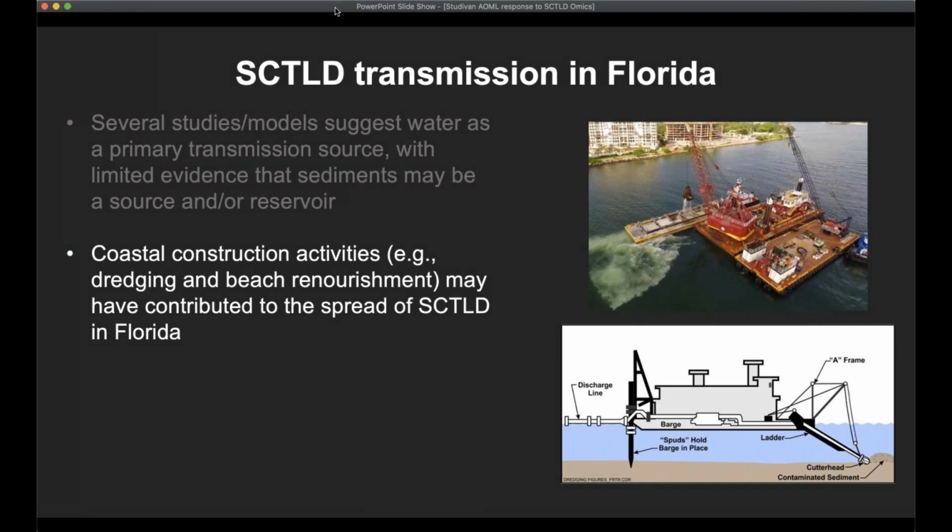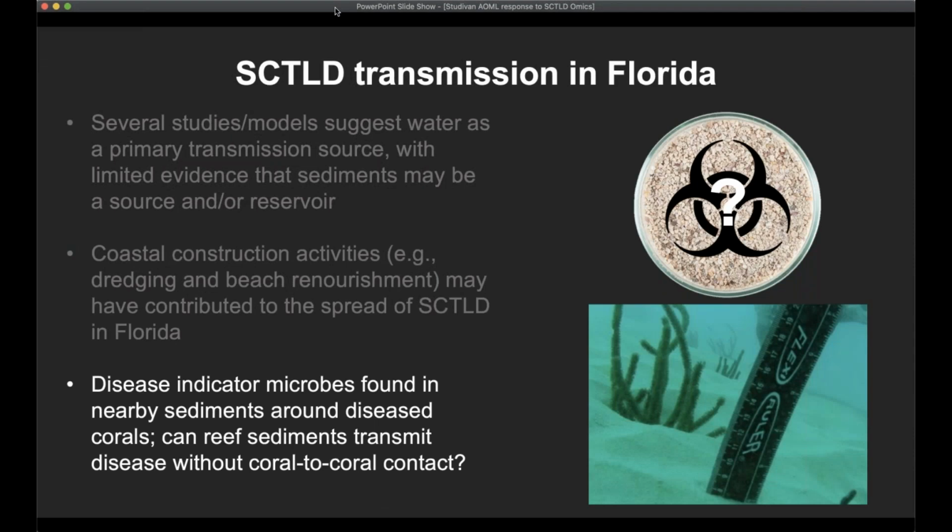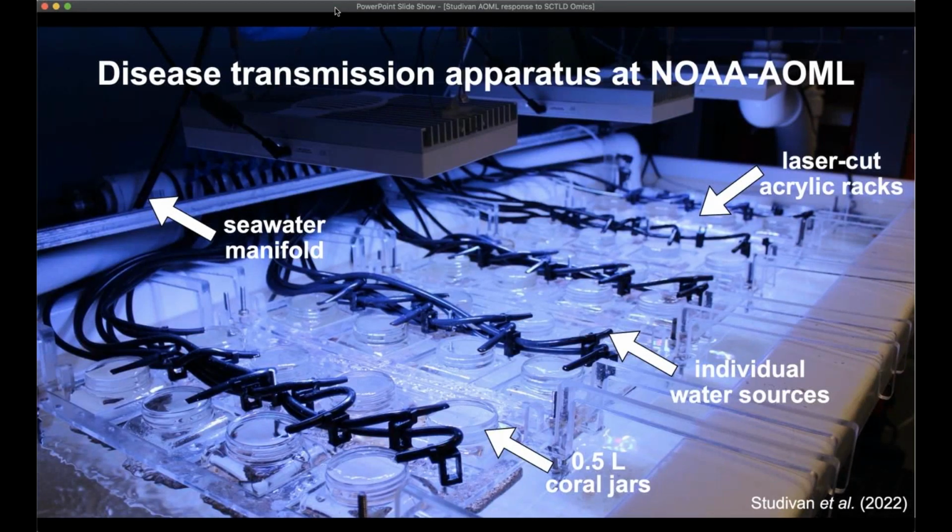These activities have the potential to transport large amounts of sediments and water from inshore to offshore regions. There's been some work that have found disease indicator microbes in sediments surrounding diseased coral colonies. And so we set out to test whether reef sediments can transmit this disease without direct contact between diseased and healthy corals. We started by designing a novel disease transmission apparatus at our AOML and CIMAS wet lab facility.